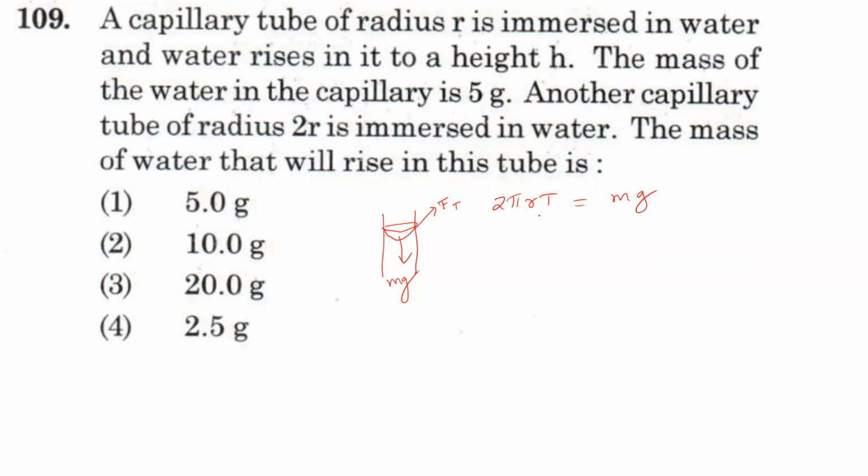Here one component, if you take, is cos theta, where theta is the angle of contact. Anyway, by immersing this capillary tube inside the water, the surface tension, g and cos theta are everything constant, so the mass is directly proportional to the radius. When the radius is doubled, the mass will be doubled. That means m1 by m2 is equal to r1 by r2. Given that R2 is 2R and M1 is 5, we are asking for M2. R cancels, so M2 is equal to 2 into 5, which is 10 gram. For the 109th question, the second option is correct.